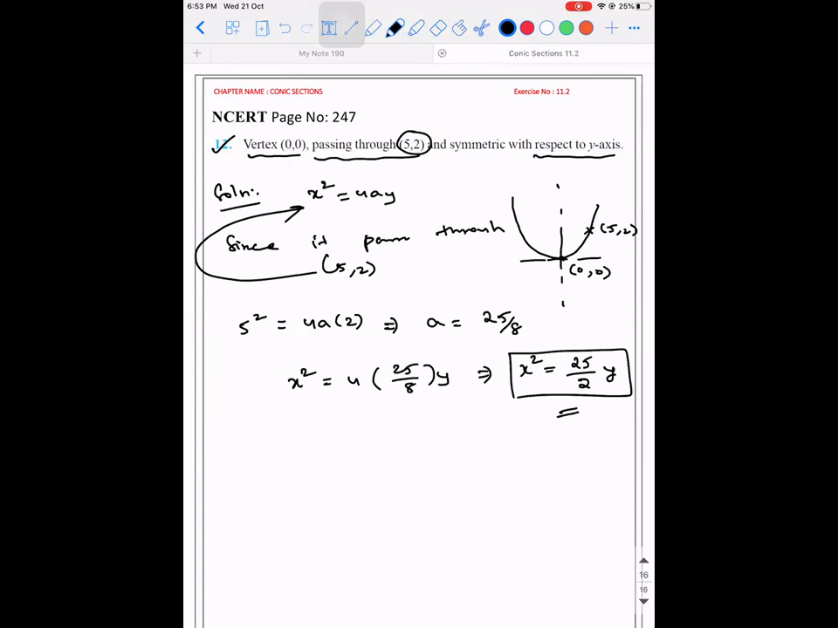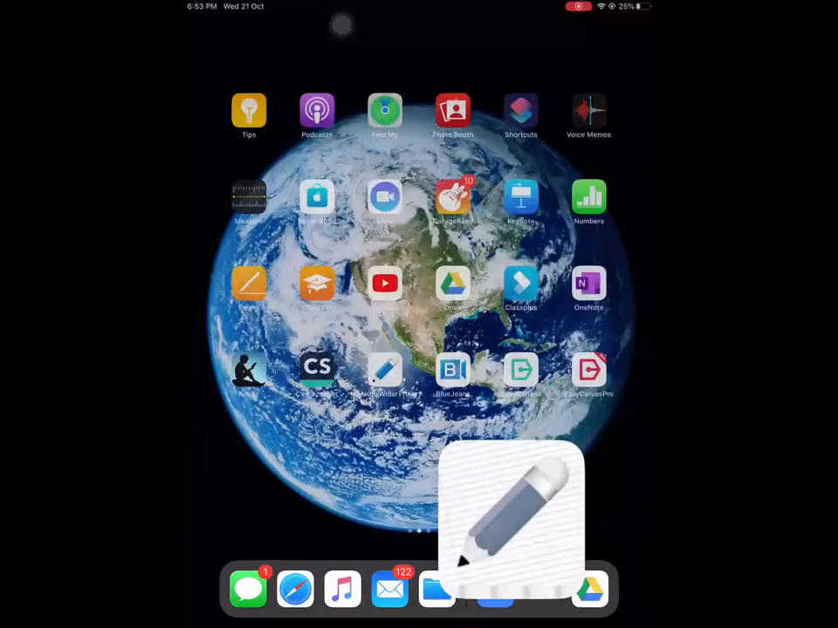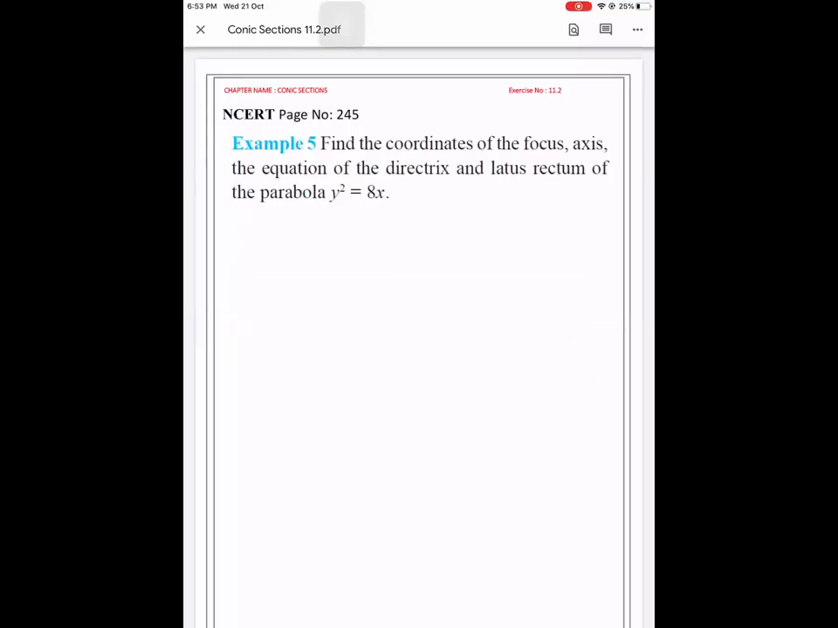So was this easy or not? Yes. So this is how NCERT problems are for parabola. So we will try a few problems from miscellaneous also.